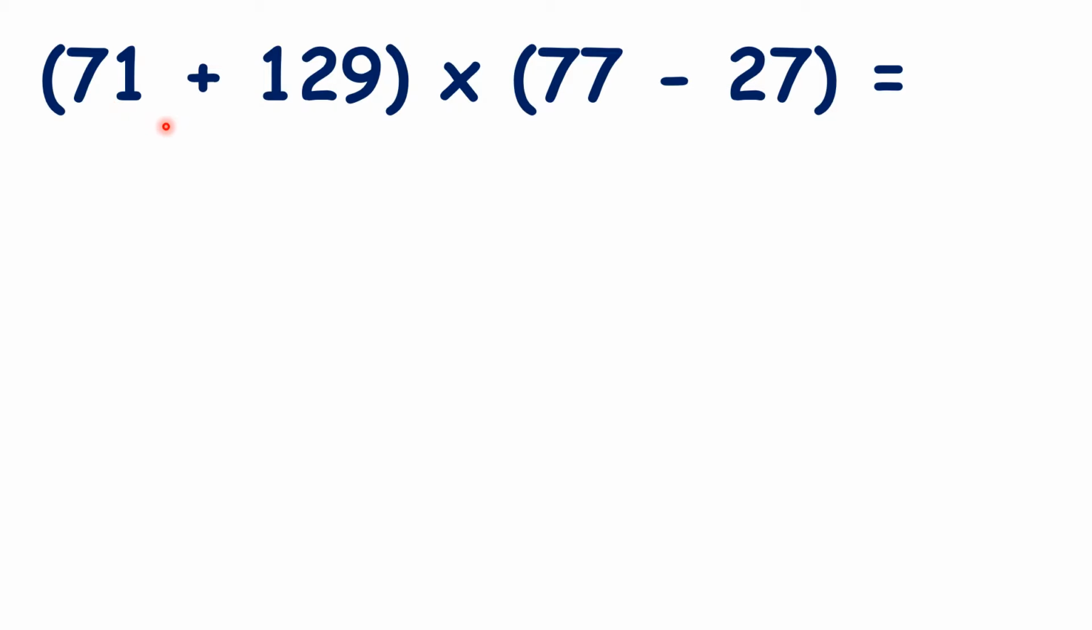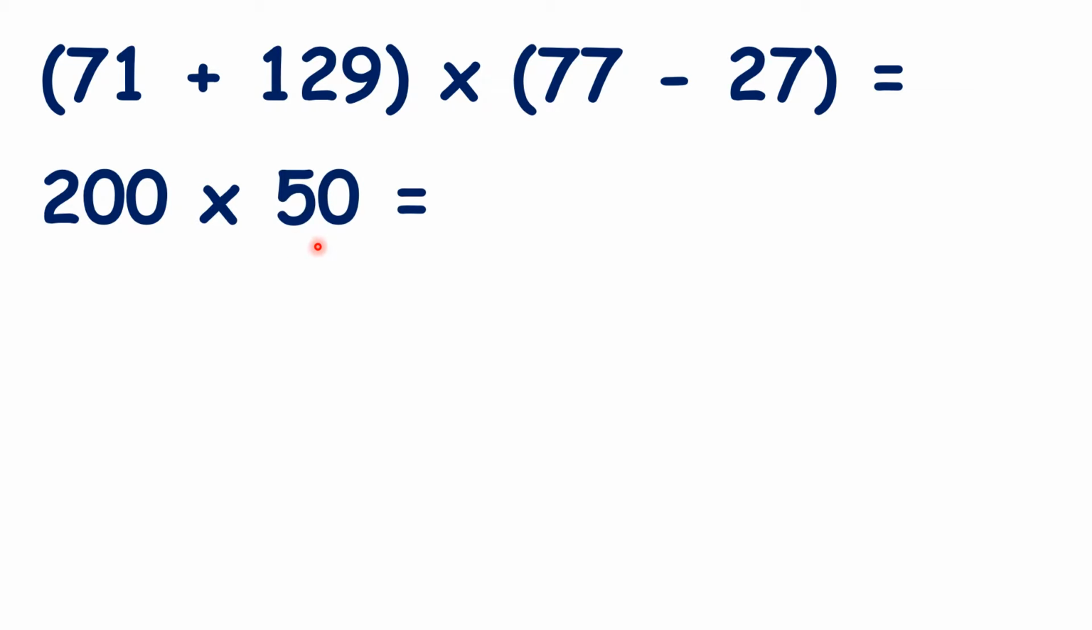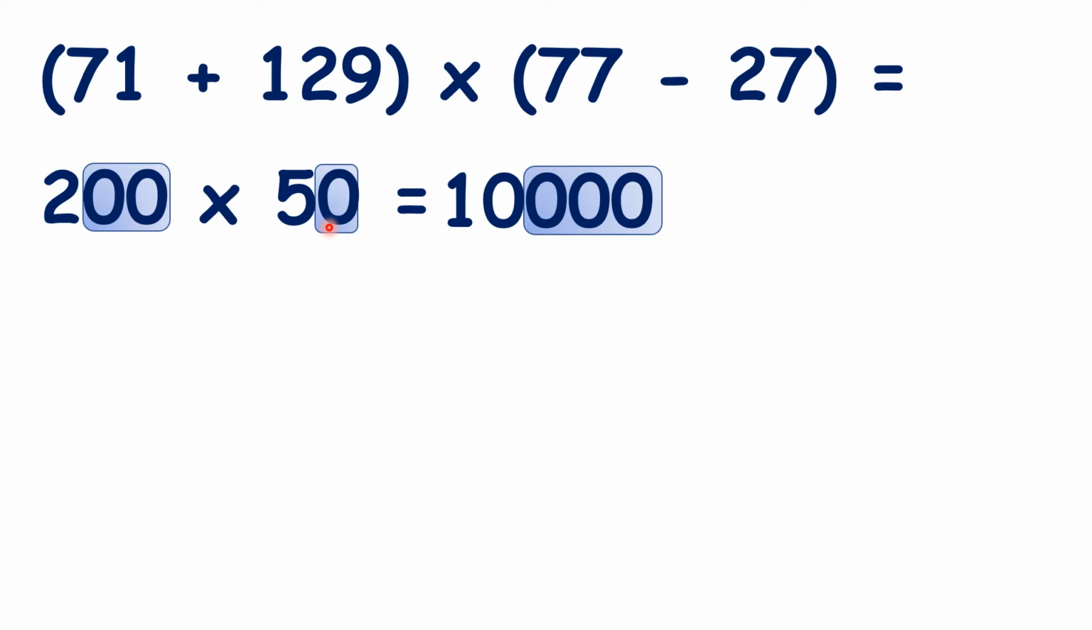So with 71 plus 129, we might recognise that 71 and 29 make a number bond to 100, so we have 200. And now 77 minus 27 is 50. So what is 200 times 50? Our answer is 10,000, because 2 times 5 is 10, and then if we have 3 end zeros in the multiplication, we need 3 end zeros in the answer.